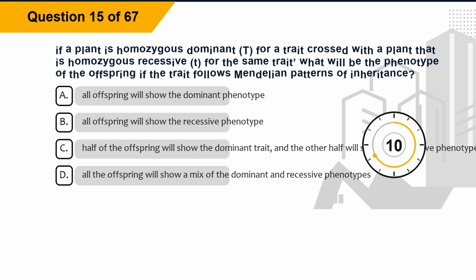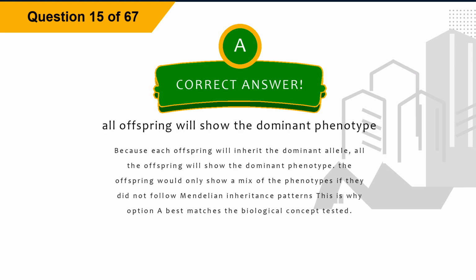Option C, half of the offspring will show the dominant trait, and the other half will show the recessive phenotype. Option D, all the offspring will show a mix of the dominant and recessive phenotypes. The correct answer is option A, all offspring will show the dominant phenotype.